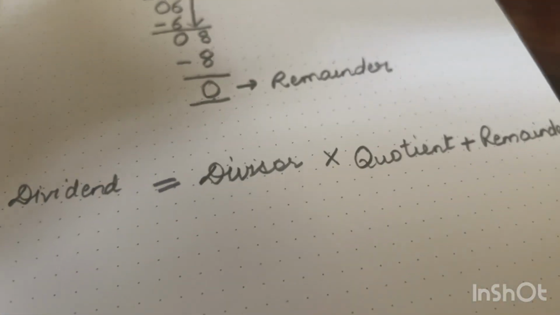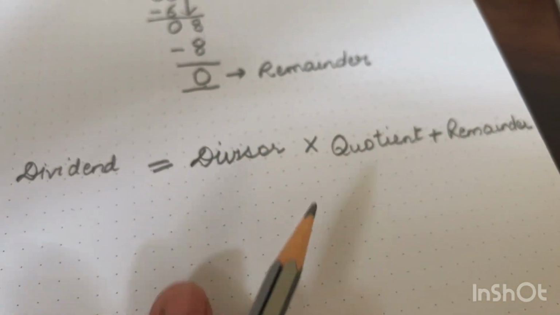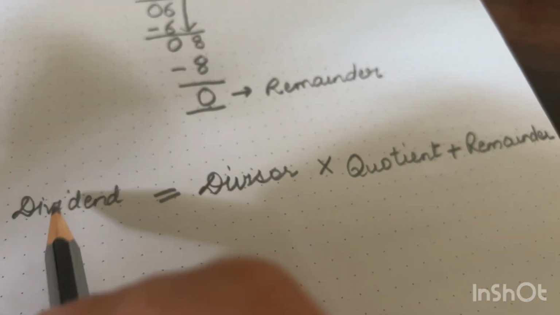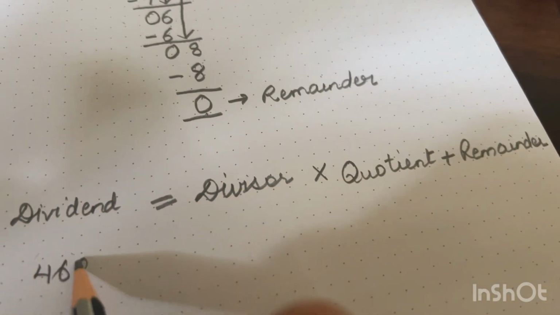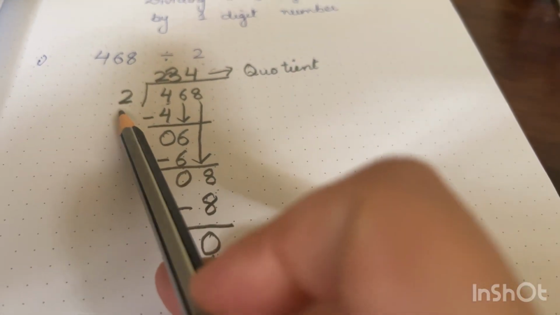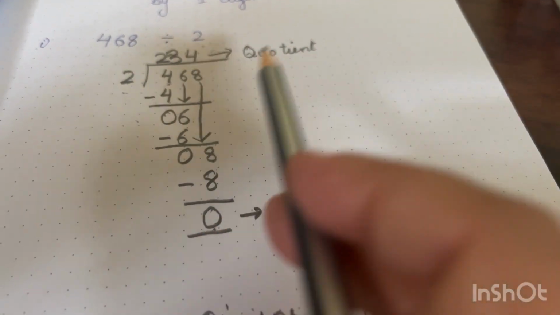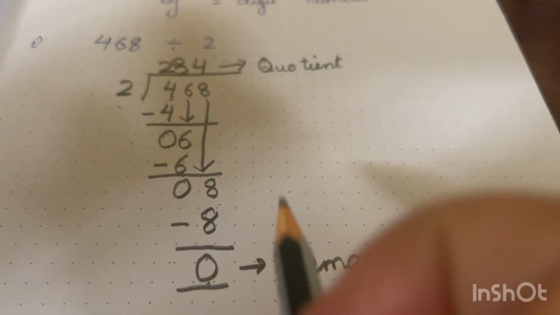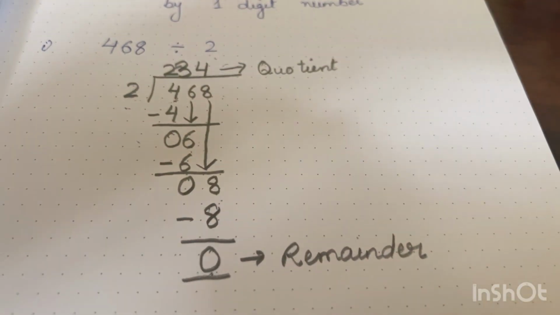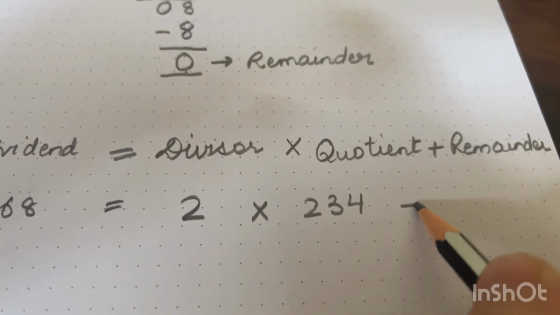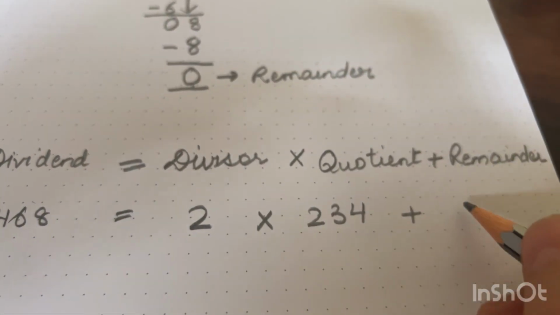So now let us solve it. Our dividend was 468. So we will write it under the dividend. The divisor was the number we are dividing 468 with. It is 2 over here. The quotient means the answer we got, 234. We will write it here. Plus the remainder we got, 0.